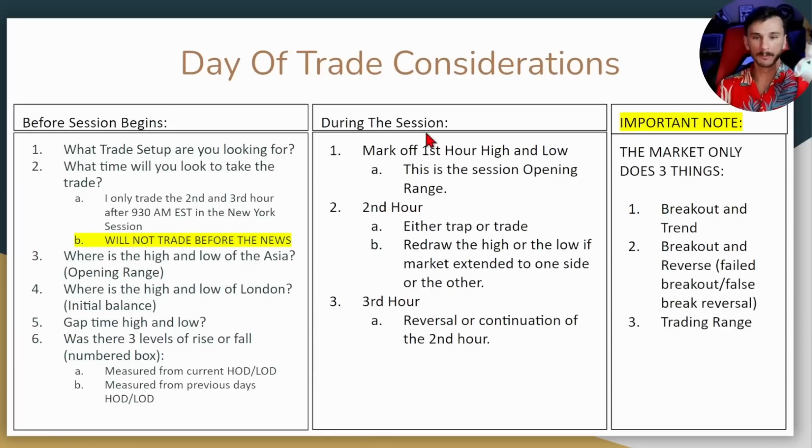Something important to note, based off of what I just said about the third hour, the market only does 3 things. Pretty much everything to do with this strategy has to do with these 3 things. It's the idea that the market is either going to break out and trend, it's going to break out and reverse, basically a failed breakout or a false break reversal, or it's just going to stay in a trading range. Everything that we do in this strategy, all of it, the levels, even really the timing, it's either going to break out of a box and continue, it's going to break out and fail, or it's just going to stay inside the box. And then we just need to look for the signatures of one of those things happening at certain times of the day to make accurate trading decisions.